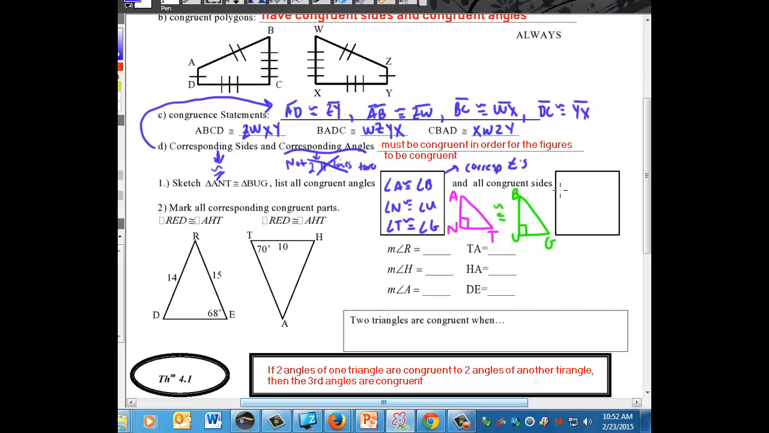Alright, then the sides. Let's do this. I know that side AN is congruent and equal to side BU. The hypotenuse AT is going to be congruent and equal to hypotenuse BG. And then our base NT is congruent and equal to UG.